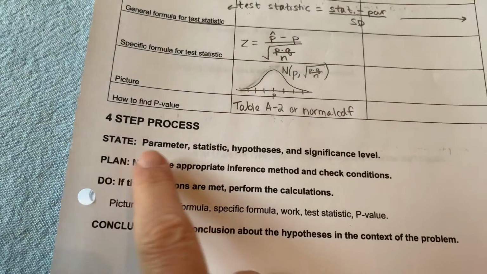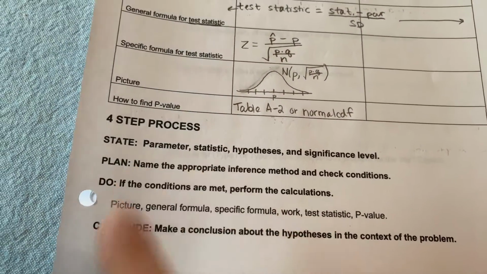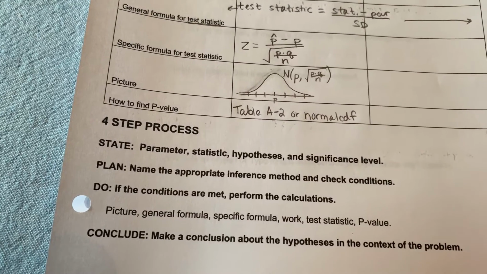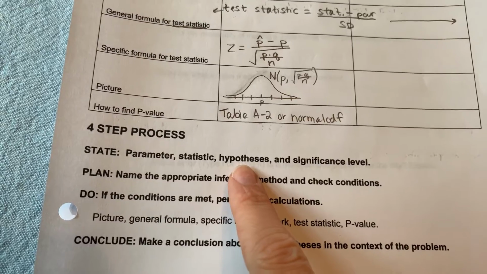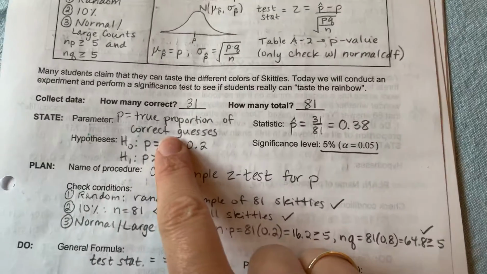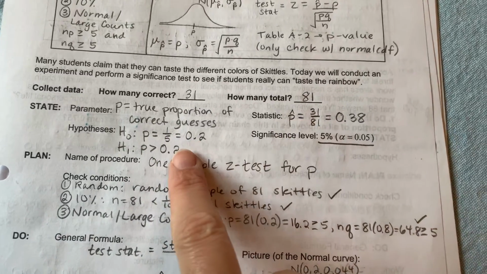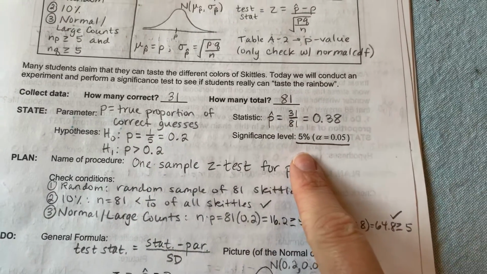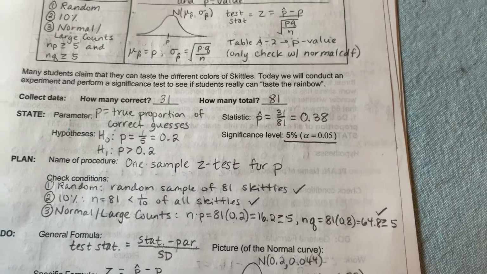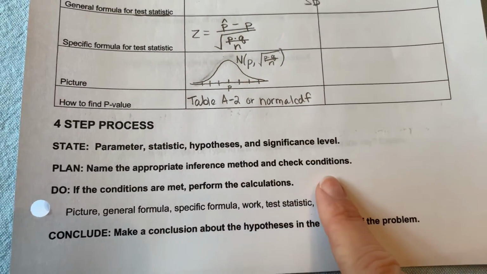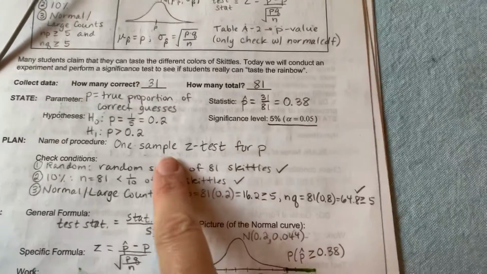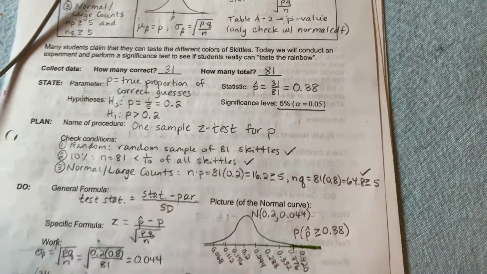All right, so let's just walk through the 4-step process real quick. You have to state the parameter, P equal to whatever in context, your statistic, the hypotheses, the null and the alternative, and then the significance level. So let's see what that looks like. You state your parameter, your sample proportion, your hypotheses, and the significance level. Okay. And then plan, you need to name the appropriate inference method and check your conditions. So that looks like naming the procedure, checking the conditions.